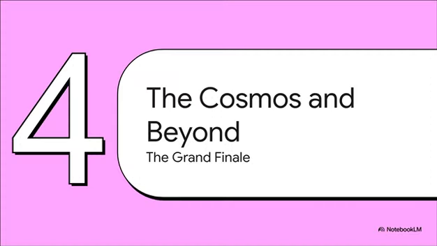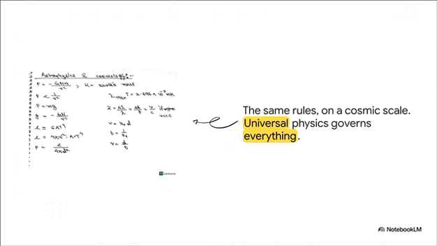So we've gone from the tiniest quark all the way up to a car on a bridge. Now, let's take these very same rules and apply them to the biggest stage we can possibly imagine, the entire universe. And this is the part that is just so mind-blowing. The equations you see on this page, the ones describing the cosmos, they're built from the exact same principles we've been talking about. The gravity that holds a car to a bridge is the very same gravity that holds a galaxy together. The physics is universal.